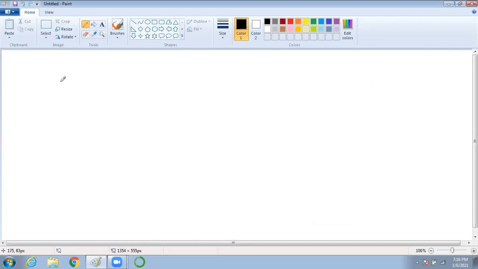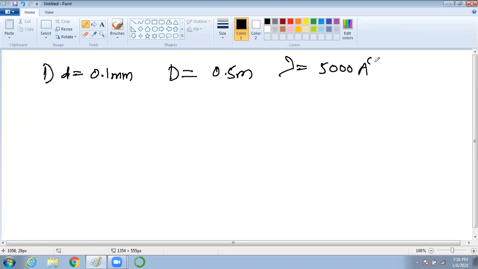Okay. Numerical, first question. Small d, the slit width, is 0.1 millimeter. Distance D is 0.5 meter. Lambda is 5,000 angstrom. Find the distance between 7th maxima and 11th minima. I'm sorry, 7th maxima and 11th minima, on the same side of the central maxima.